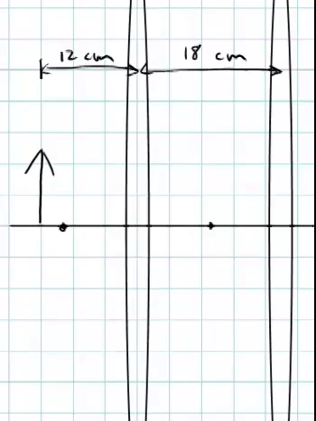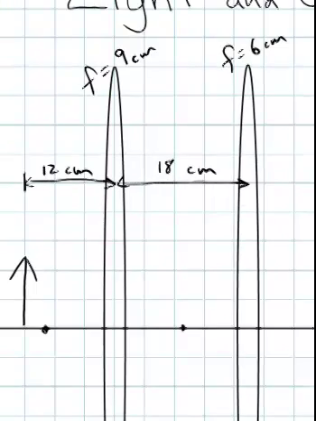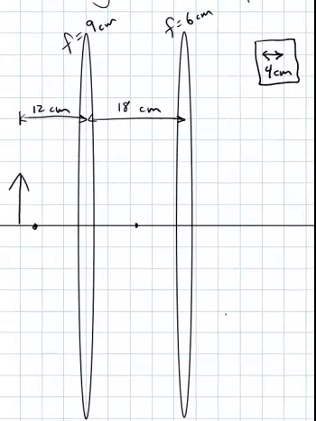The lens on the left has a focal length of 9 centimeters. The lens on the right has a 6 centimeter focal length. Okay, I think we're ready to go. What we're going to do is ignore the second lens. We're going to find the image produced by the light coming from our object and passing through the first lens, and then we'll use that image as the object for the second lens.